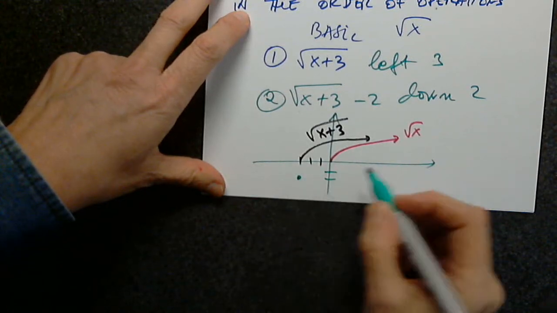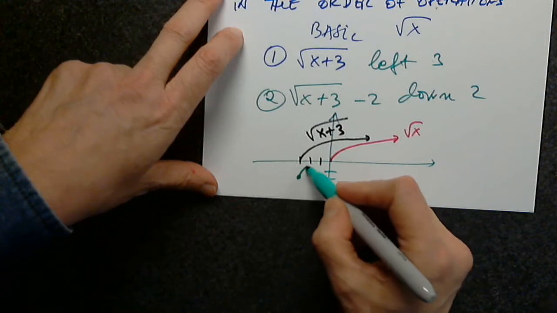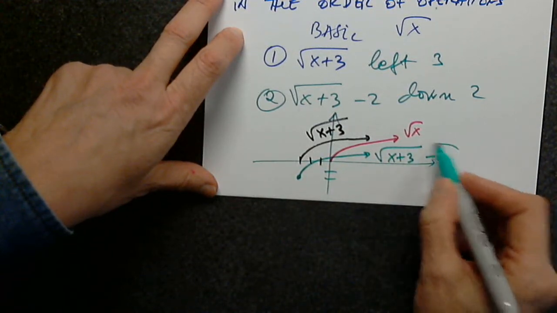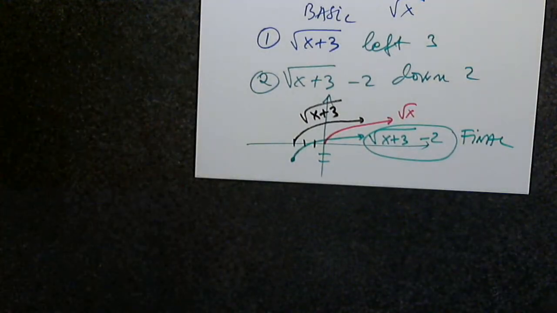Here it is. I don't know exactly where it crosses the x-axis, the y-axis. I'm just going to graph. So this is the square root of x plus 3 minus 2. This is the final graph. So this was a combination. We decomposed it into 2 transformations. One was a left shift, and the other one was a vertical shift. Down 2.